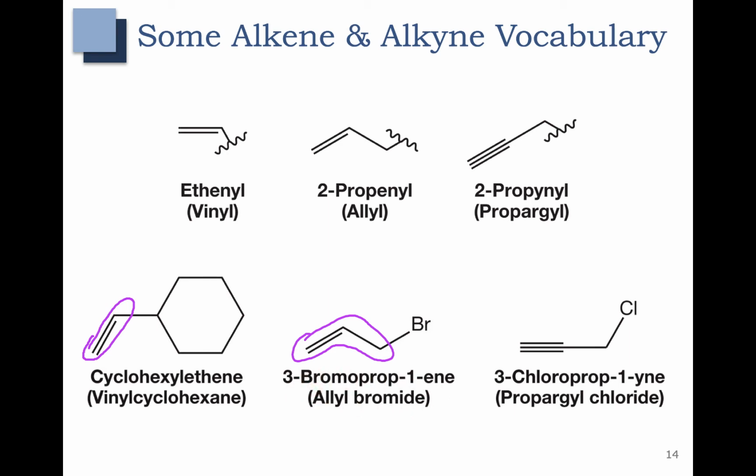In this last example on the right, here's the parent chain. We number to give the lowest possible number. So you end up with a 3-chloro-prop-1-yne. Commonly it is referred to as propargyl chloride. While I won't test you on these common names, they are useful to know.